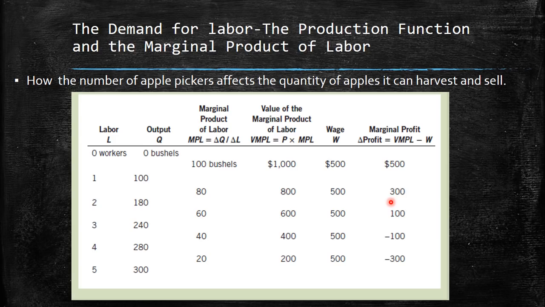Is it still profitable? Let's see what happens if I hire another one. If I hire the third one, I will get 100 from that guy. Then when I get the other one, it will turn negative. So I will stop here. Automatically you understand that you will hire until the third guy, because this will bring the maximum profit.